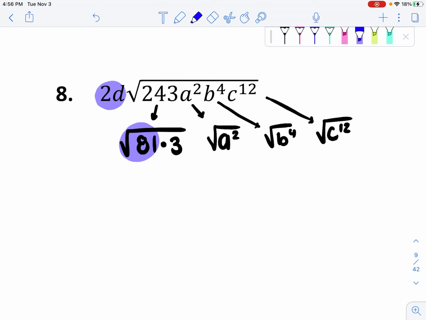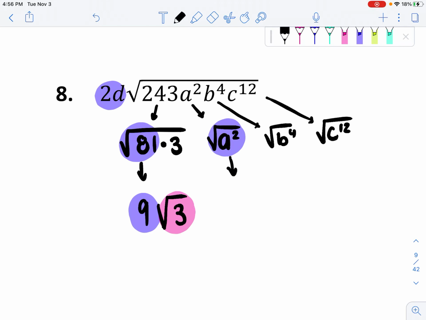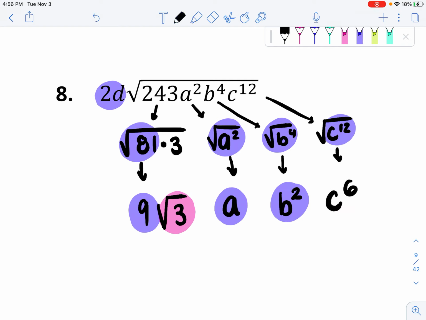So all I have to do is square root the 81, which is 9. Then the 3 is trapped. Then I can square root a squared, which is just a, because remember you're dividing your exponent by 2. And 2 divided by 2 is 1. Then I square root b to the 4th, so that gives me b squared. And then I square root c to the 12th, which gives me c to the 6th.